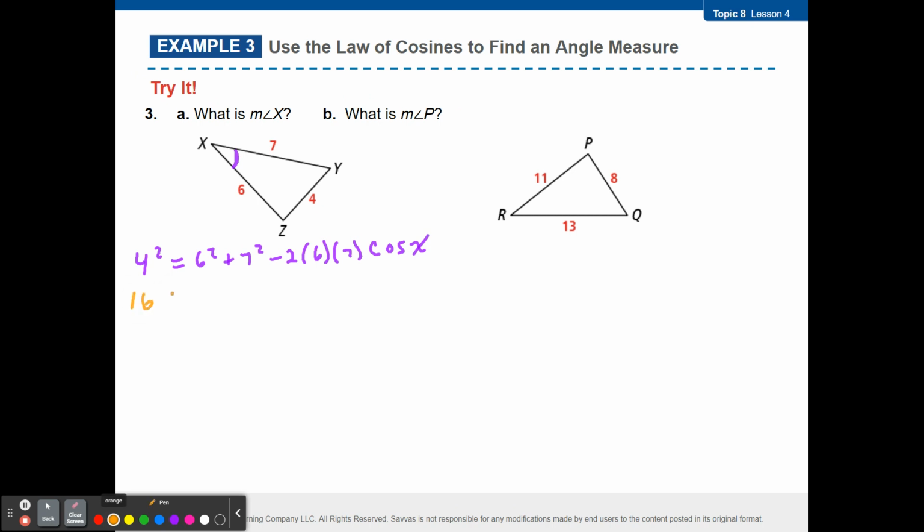This leaves us with 16, 36, 49 minus, what's 12 times 7? 84.